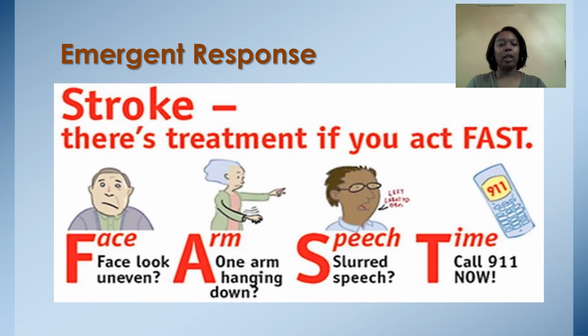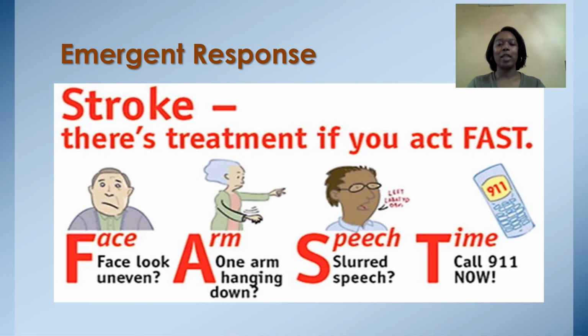Face, which stands for F in FAST. Does the face look uneven? And often the nurse will ask the patient to smile. And sometimes you don't need to smile just to see the droop. Arm stands for A in FAST. One arm hangs lower than the other. If you ask the patient to raise their arm, one drifts.